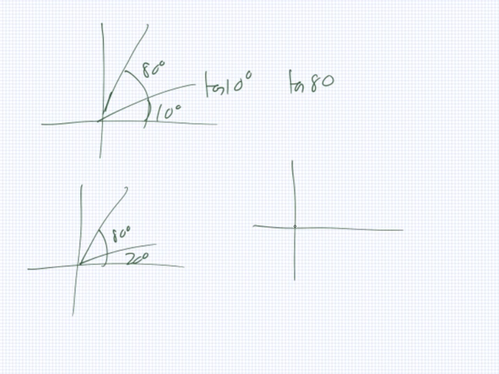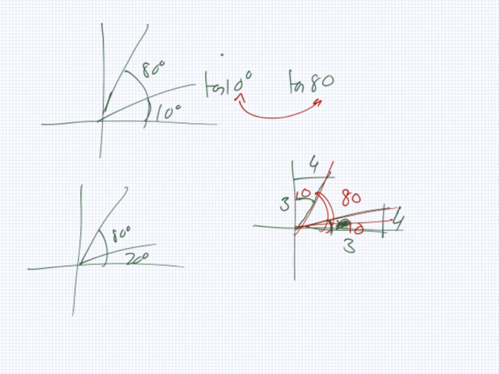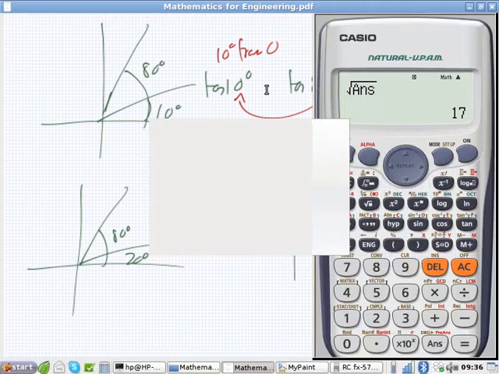And the reason is, let's say this is 3 and this is 4. And then if I draw a triangle here, which is 3 and 4, this angle is the same as this angle. So if this angle is 10 and this angle is 10, then this angle is 80. In other words, this is 10 from 0 and this is 10 from 90, so one will be upside down of the other. So what's happening here?